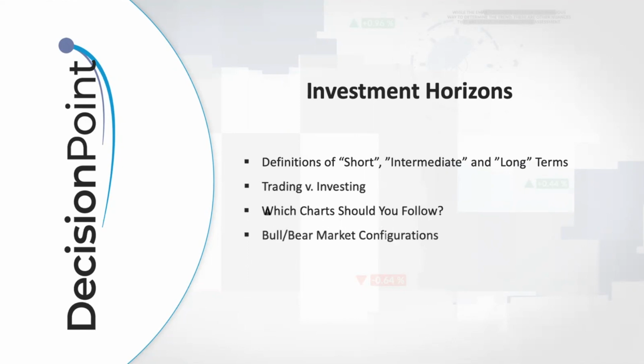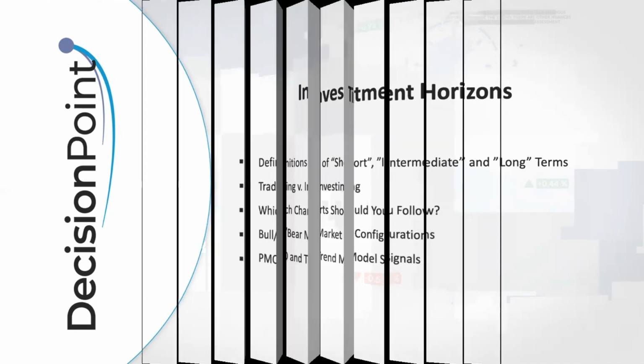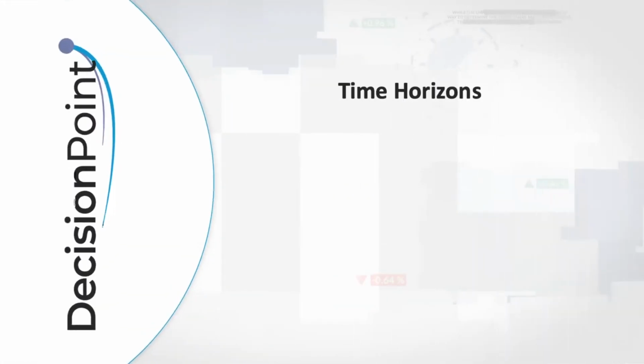And then we're going to look at bull and bear market configurations or bias. You really want to understand that when you get into your investment and trading decisions, because it really will help you with understanding the expectations that you need to have when you go into your investment based on what the chart looks like right up front. Then I'm going to go through our Price Momentum Oscillator and trend model signals, because those will also help you with each of those charts in the different terms, and they react differently in the PMO especially, but we'll talk more about that later. So let's start off with time horizons.